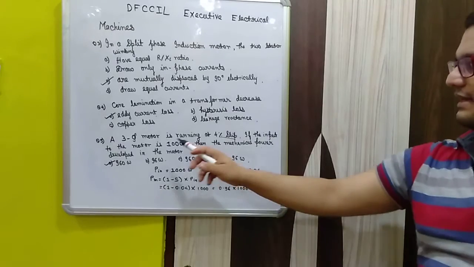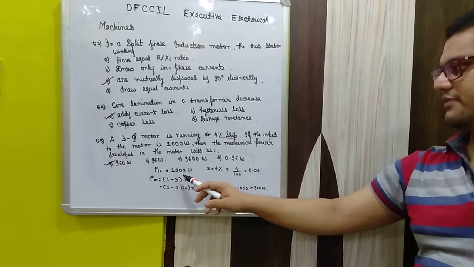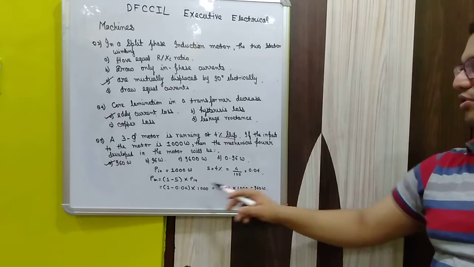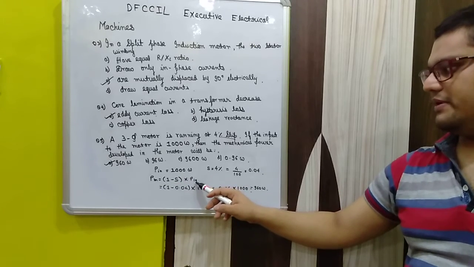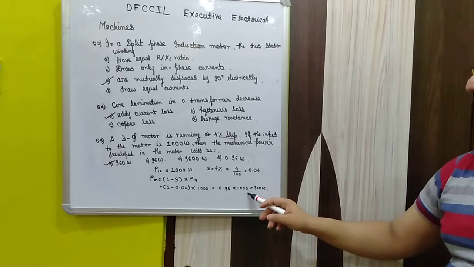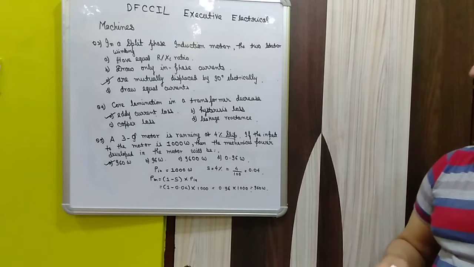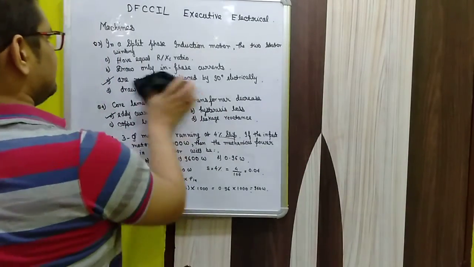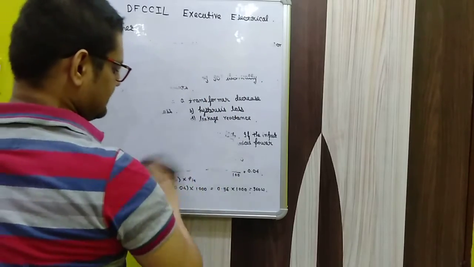So I hope it is clear how I've calculated the mechanical power. The electrical input is 1000 watts, slip is 4%, that is 4 by 100, 0.04. The mechanical power formula is (1 minus slip) into electrical power input, that is 1 minus 0.04 into 1000, that is 0.96 into 1000, that is 960 watt. So I go forward with the next question which came in the examination, question number 6.